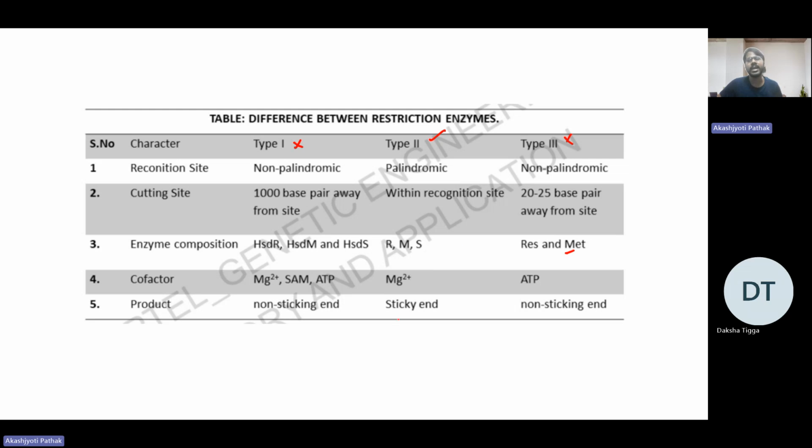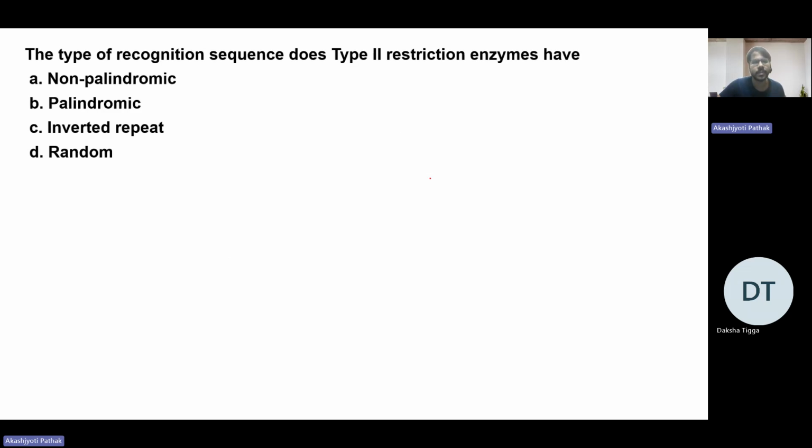Type 2 produces sticky ends and blunt ends also. And type 3 produces non-sticky ends. Okay. Now, what type of recognition sequence does type 2 restriction enzyme have? So what is the type of recognition sequence that is recognized by type 2 restriction enzyme? Just now we learned option A is non-palindromic, option B is palindromic, option C is inverted repeats, and option D is random. So type 2 restriction enzymes recognize DNA sequences which are palindromic. Okay, so option B is the answer.